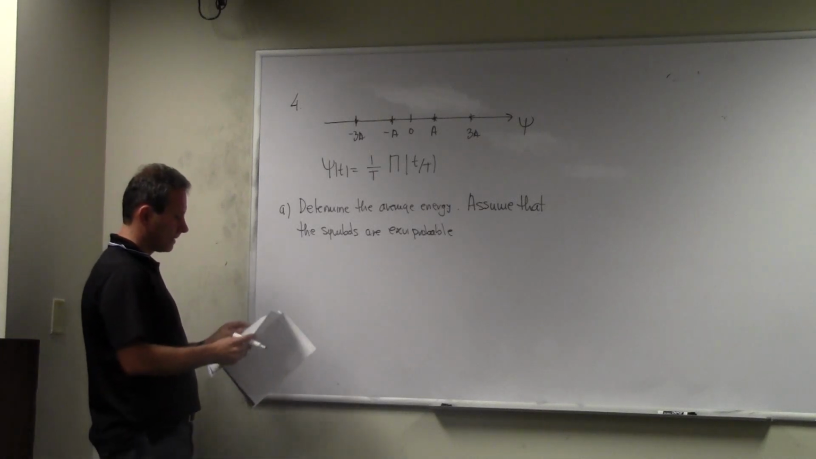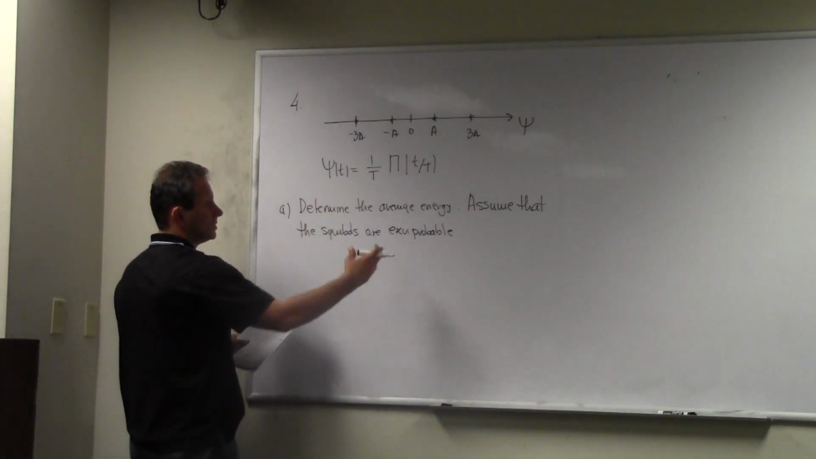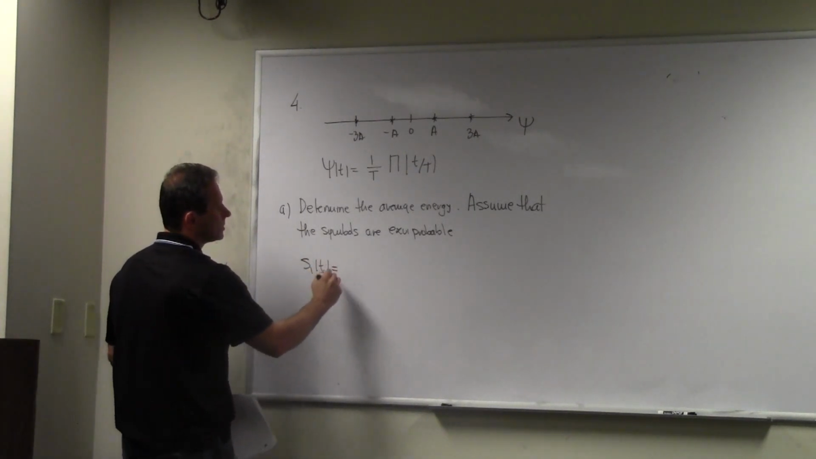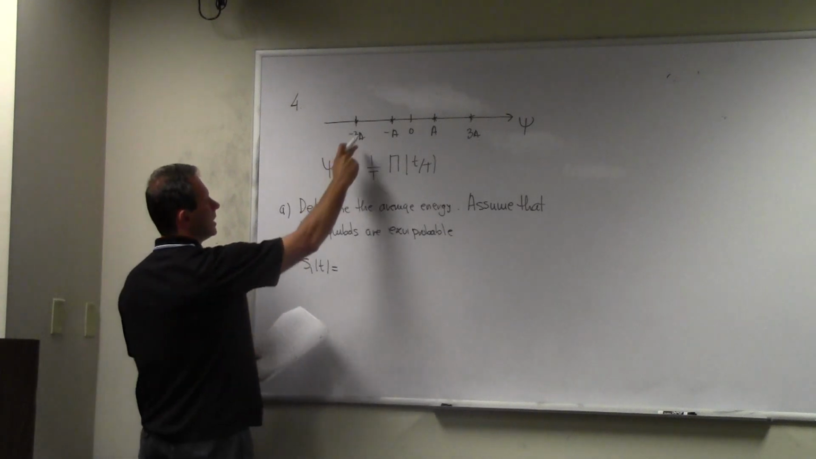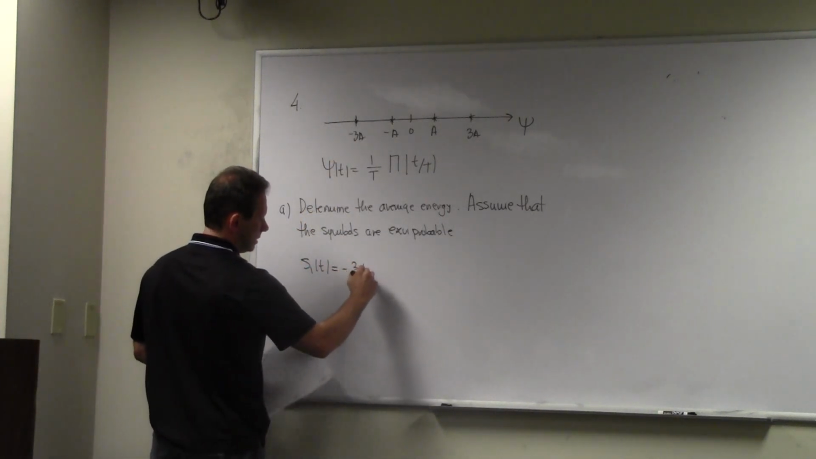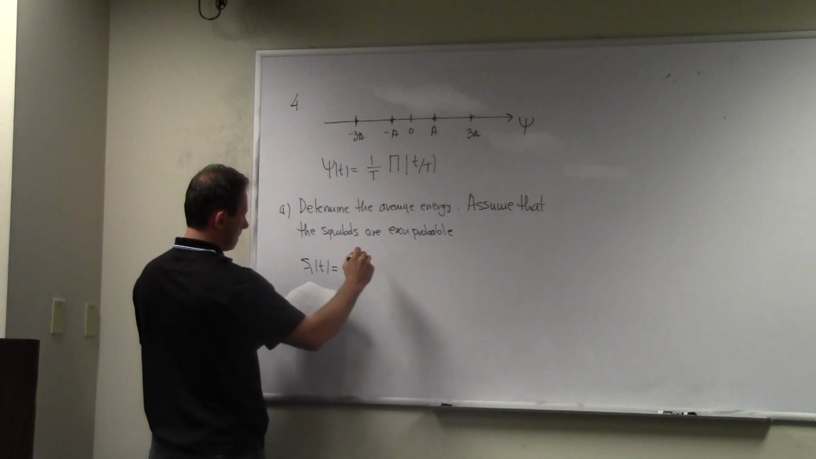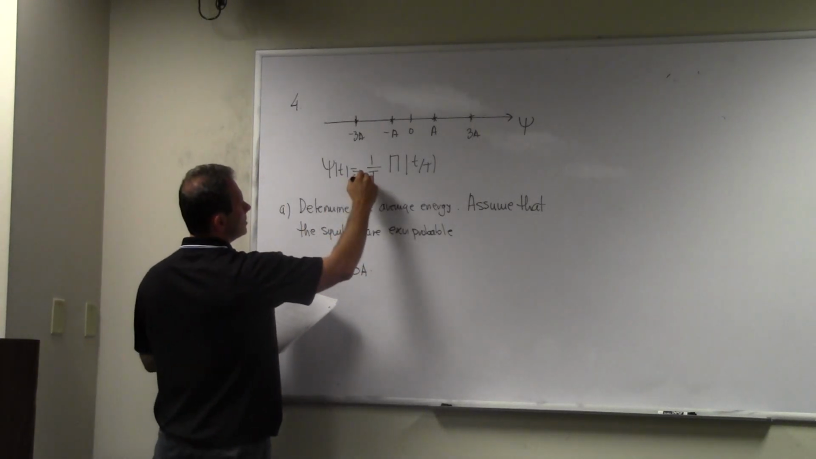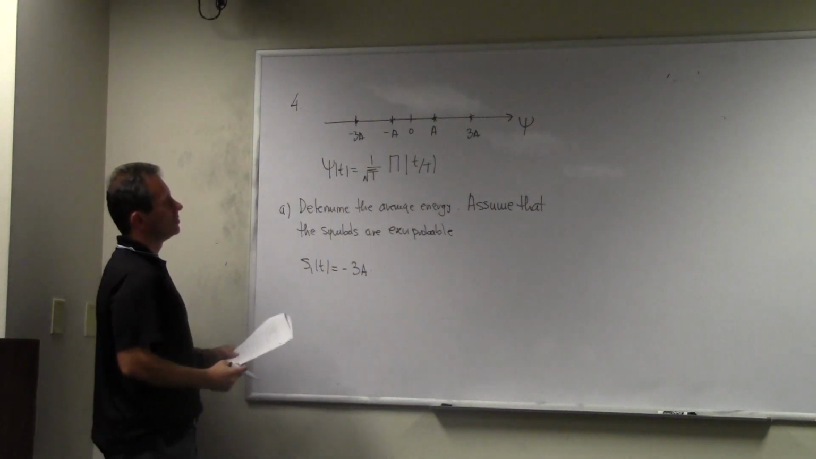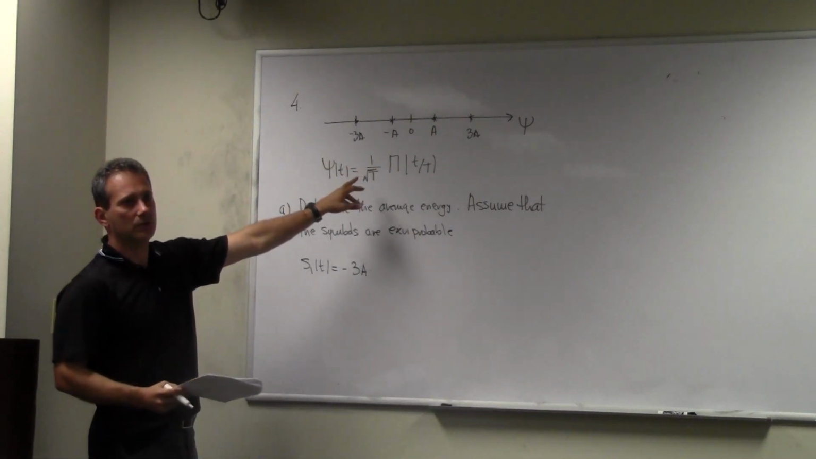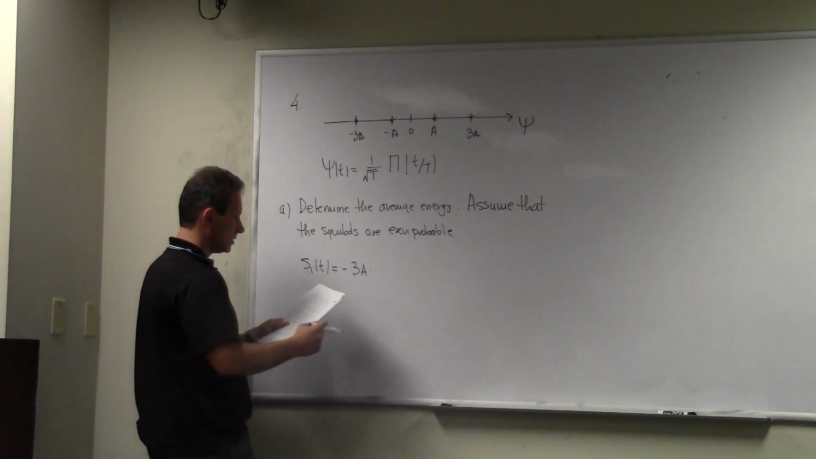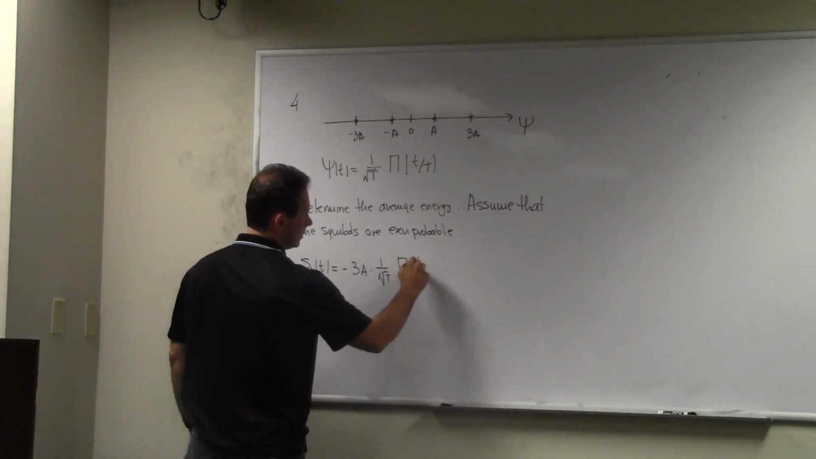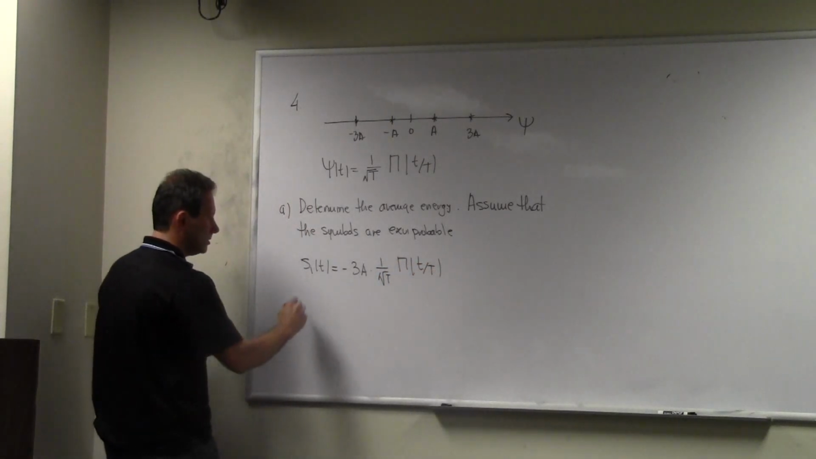Okay, so how do I determine the energy? Well, since this is the first example, here's how you approach this problem. S1 of t, that's the first symbol here, is equal to 3A times 1 over square root of T, pi of t over T. It needs to be square root of T, because you have to square it and integrate it over T to make it a unit vector. So that's your first symbol.